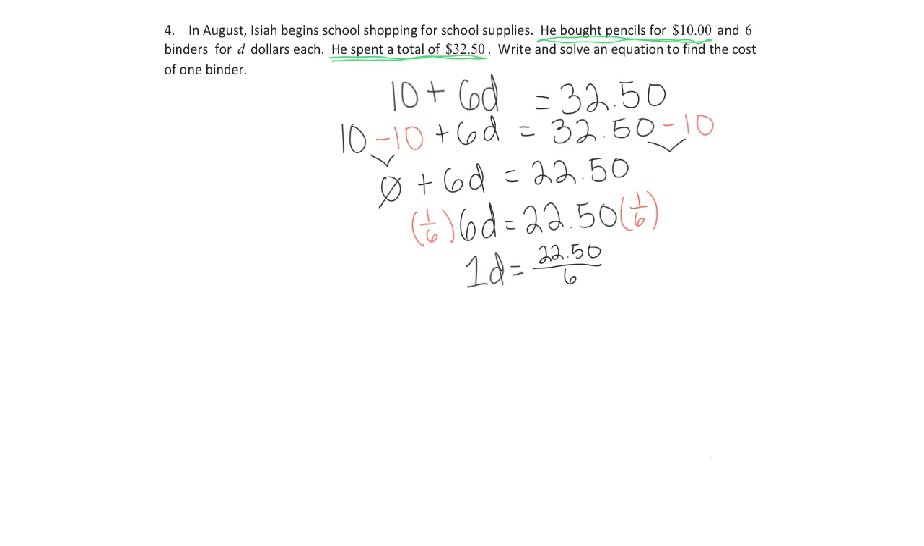So now this is when you would take out your calculator to figure out D. 22.50 divided by 6 is going to give us 3.75. Now, we know the cost for each binder is $3.75.